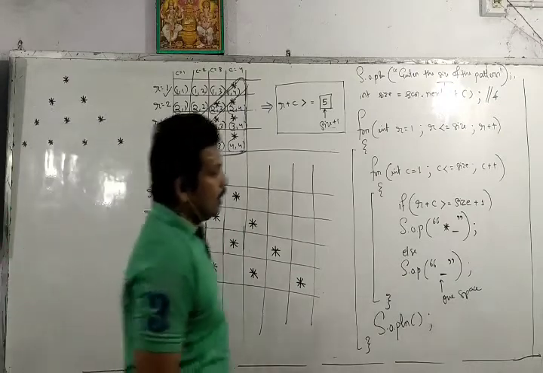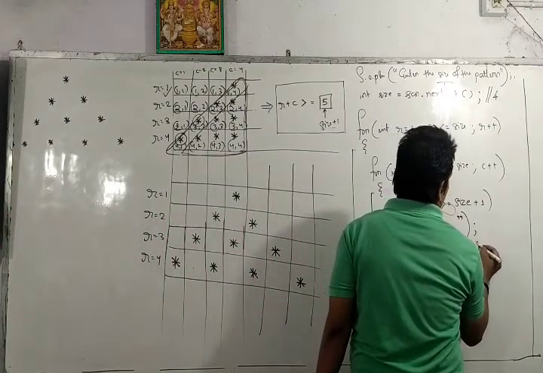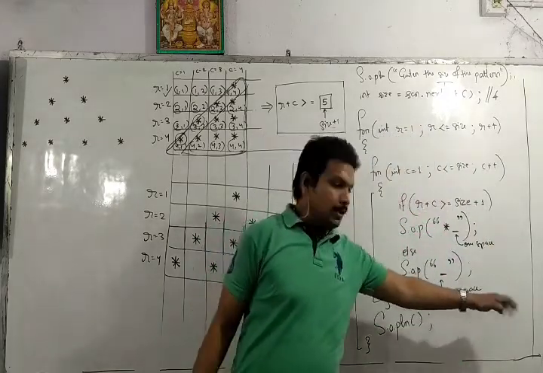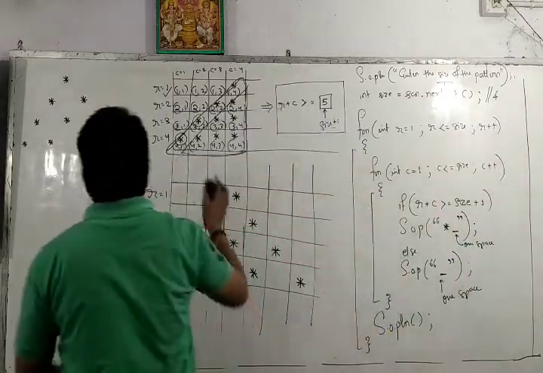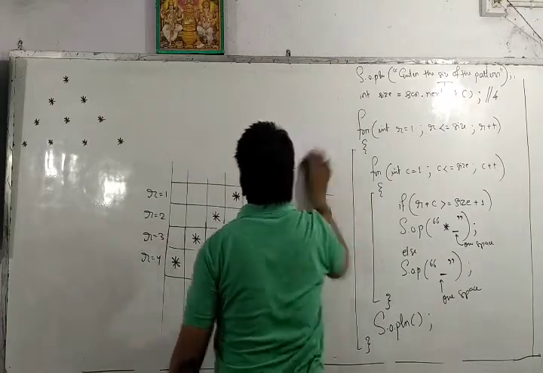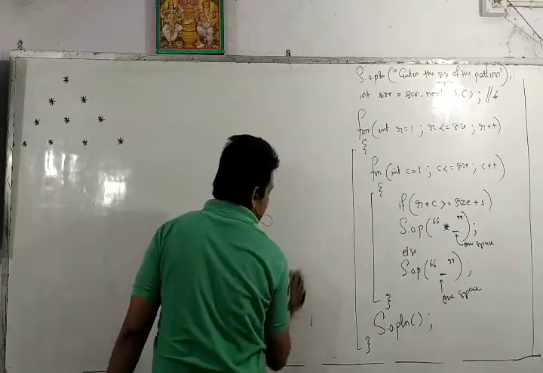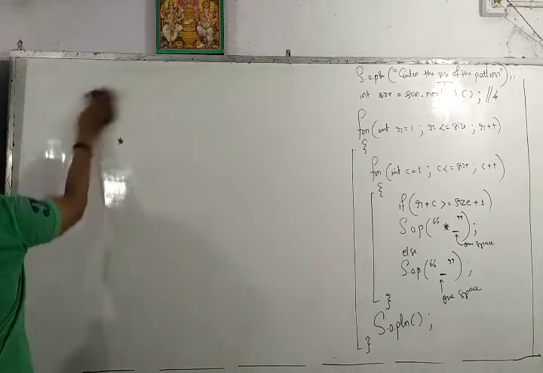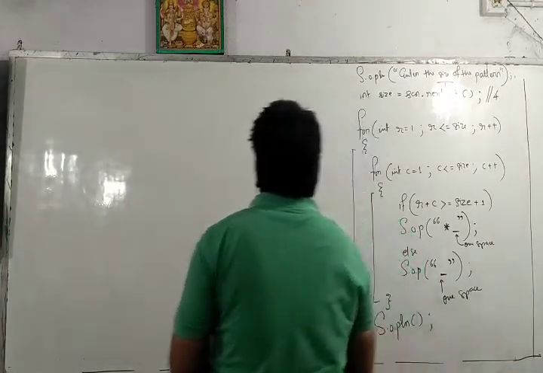This is star, and after star one space. After star one space, and in the else part only one space. Now let me perform the trial for you. It is very, very important to perform the trial also. Listen.